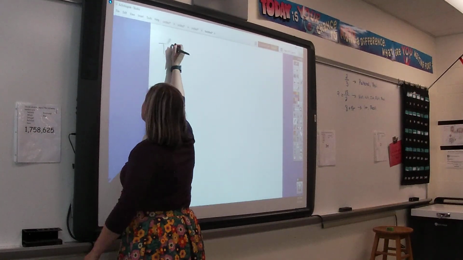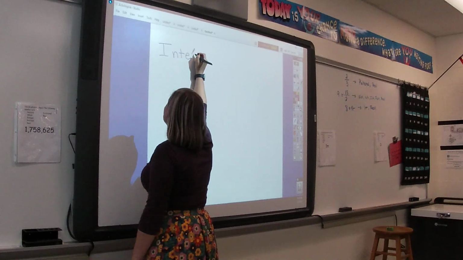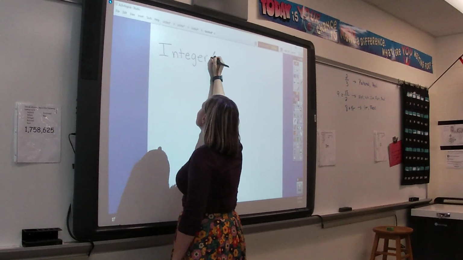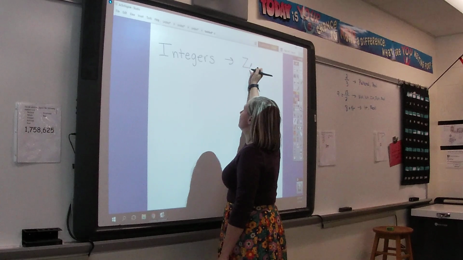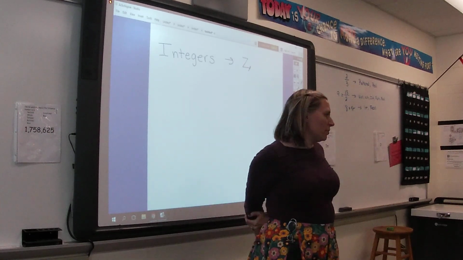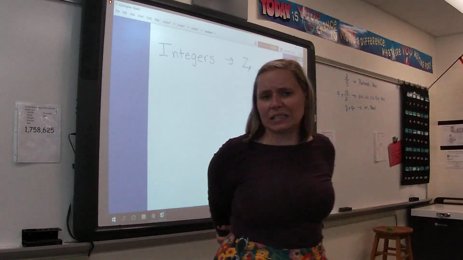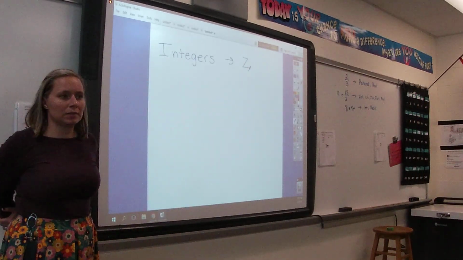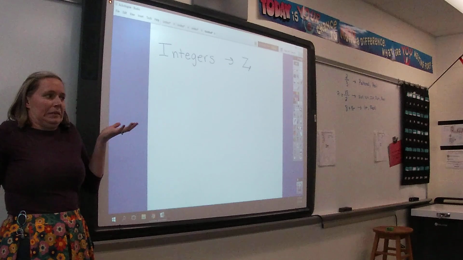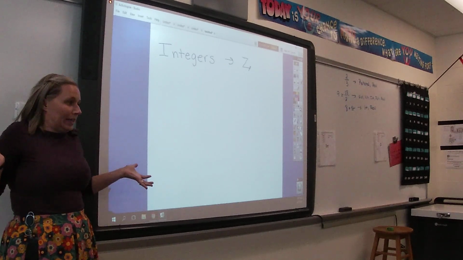Next on our list is integers. Again, we're still adding to the bucket. Integers are represented with Z. Any ideas as to why integers are represented with Z? I don't know either. I really don't know.